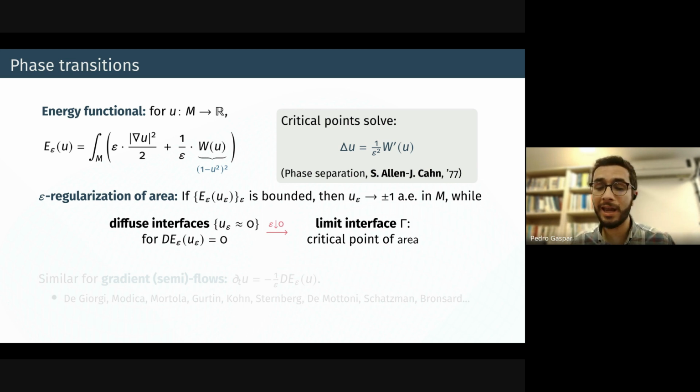And more interestingly, in the case where your functions U epsilon are solutions to that PDE, this is going to happen in the most energy efficient way. And what do I mean by that? In the transition region, the region where your function jumps from -1 to +1, which is what we call the diffuse interface, which can be regarded as the region where your functions are close to 0, you're going to see some sort of convergence. This transition region is going to become thinner and thinner, and this is going to approximate a codimension 1 surface that turns out to be a critical point for the area. So in some sense, critical points for this energy converge to critical points for the area functional, maybe in a weak sense.